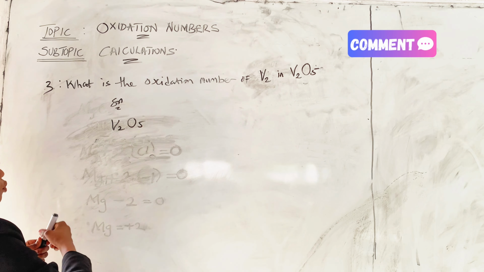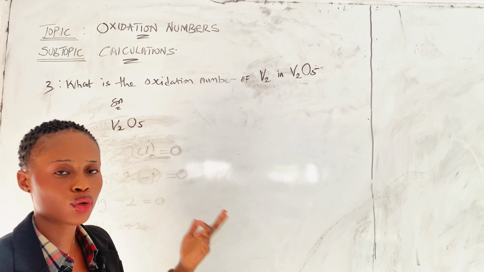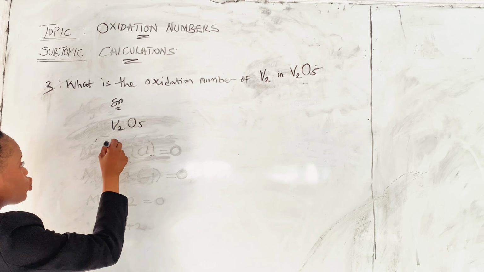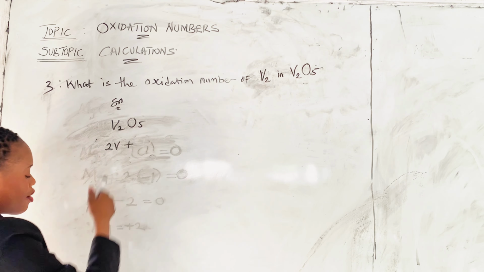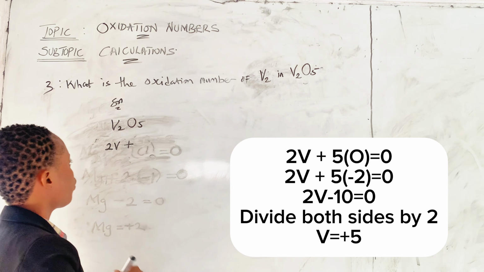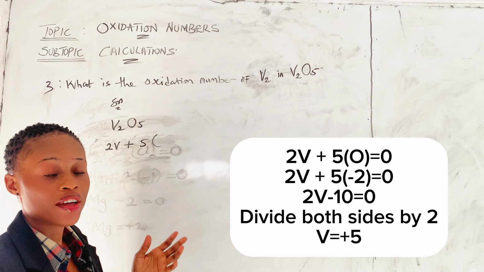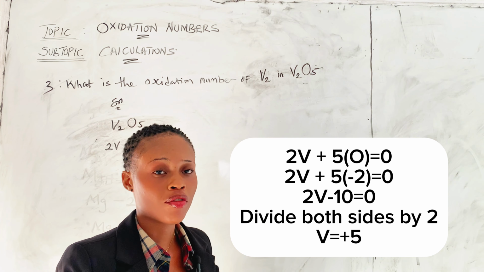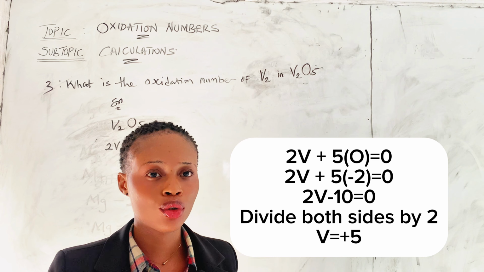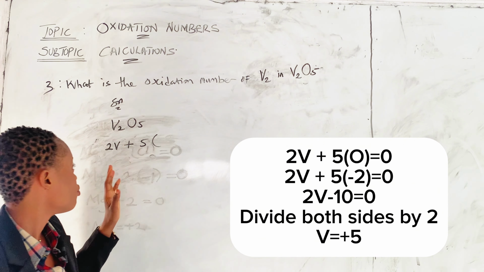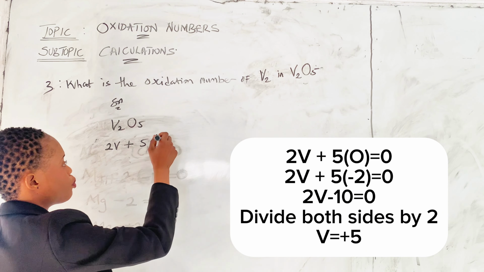V2O5. Now we're looking for vanadium, right? But if you look at this, there is a 2 attached to your vanadium, so you don't throw that away. So it becomes 2V plus oxygen is carrying 5. Remember, oxygen has a valency or an oxidation number of -2. I taught you that in the previous video, and I said there are only a few exceptions to this rule. But in the case of vanadium oxide, oxygen has an oxidation number of -2. So please take note of that.